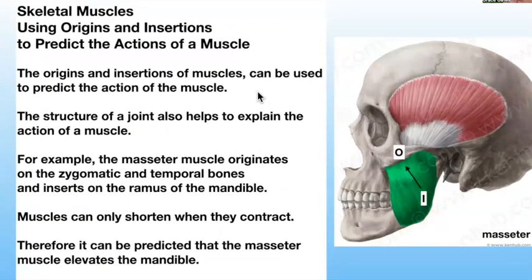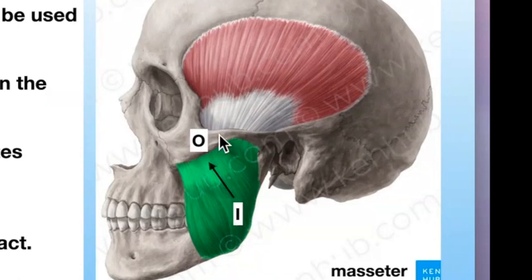Okay, the origins and insertions of muscles can be used to predict the action of the muscle. The structure of a joint also helps to explain the action of a muscle, but let's think about the origins and the insertions. For example, the masseter muscle originates on the zygomatic and temporal bones, and inserts on the ramus of the mandible. You can look over at this picture. The masseter muscle is in green. The origin is the point of attachment that will stay stationary, and the insertion is the point of attachment that will move.